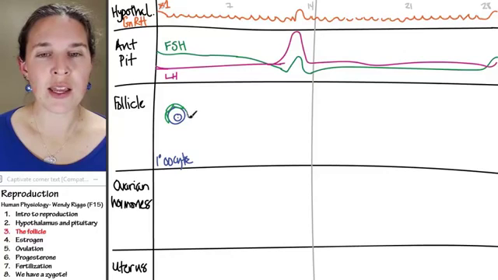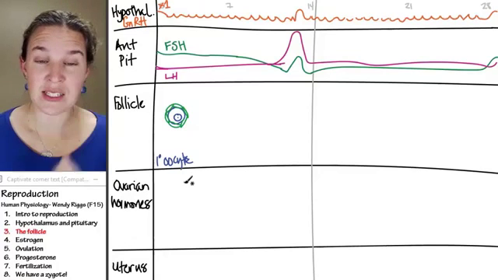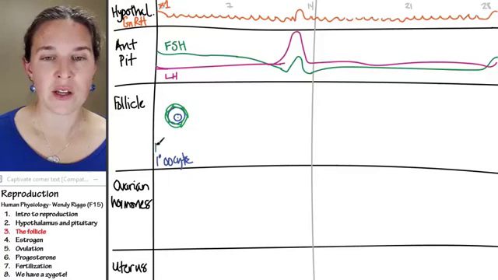And I'm drawing little flat cells around this oocyte to show you that this is a primordial follicle.